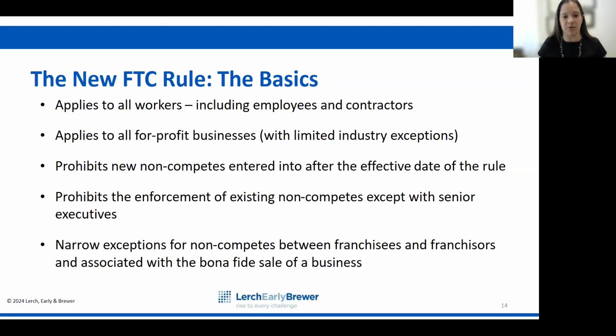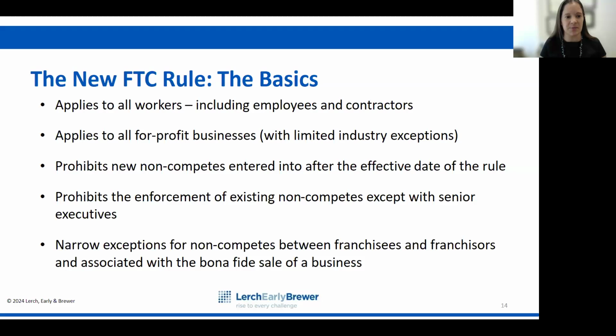So those non-competes are going to be void unless those are agreements with a senior executive. So what is a senior executive? A senior executive is going to be someone who is making over $164,000. Why that very specific number? They chart it with federal wage rates. And they also need to be in a policymaking position.